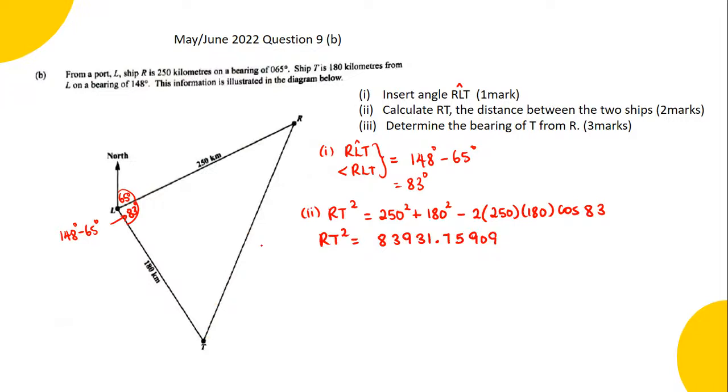83931.75909. All right, so therefore RT is equal to the square root of this long answer. If you are really good with your calculator, you can just say square root of the previous answer. You're good to go. You skip a line there by doing that. And this gives you a total for the length of RT, to one decimal place, being 289.7 kilometers.